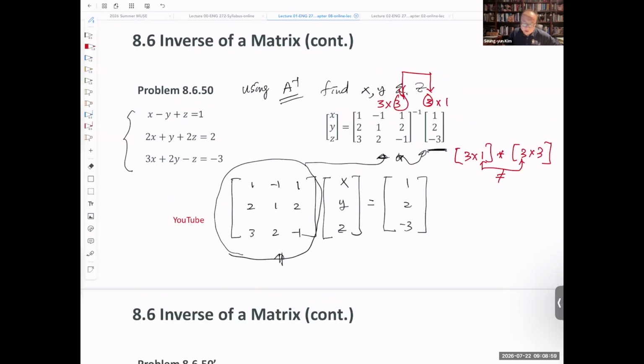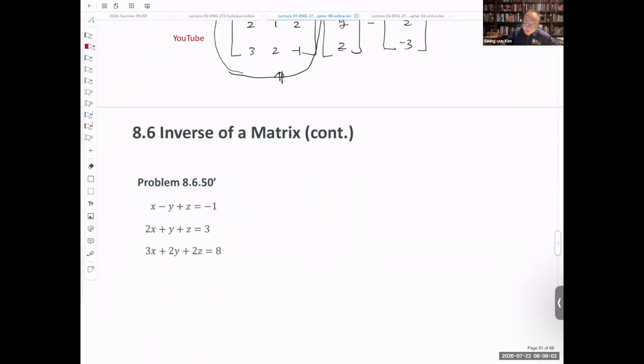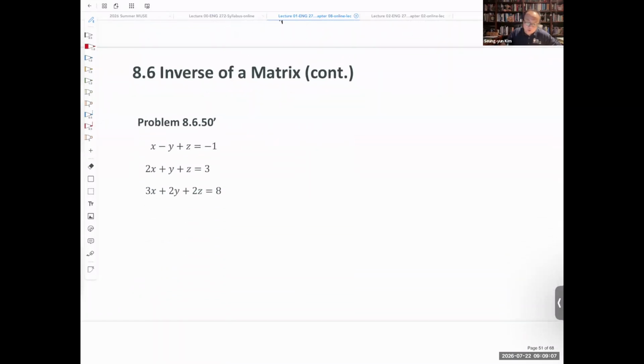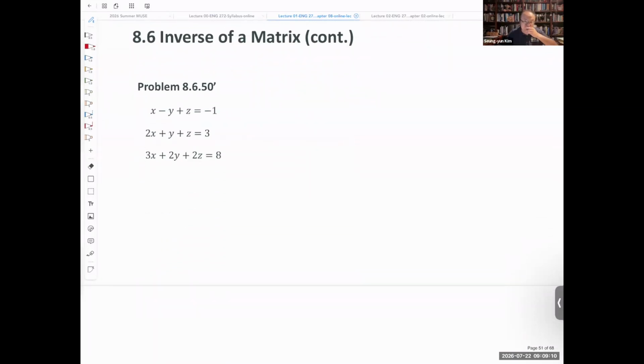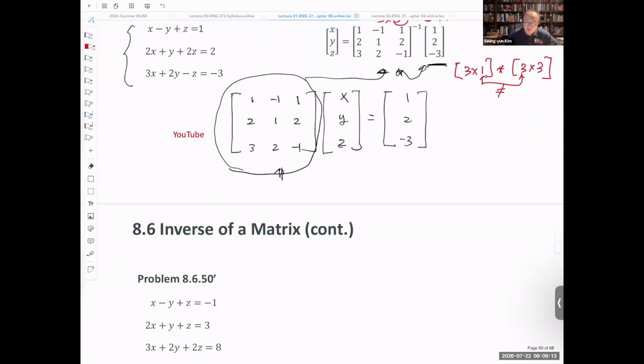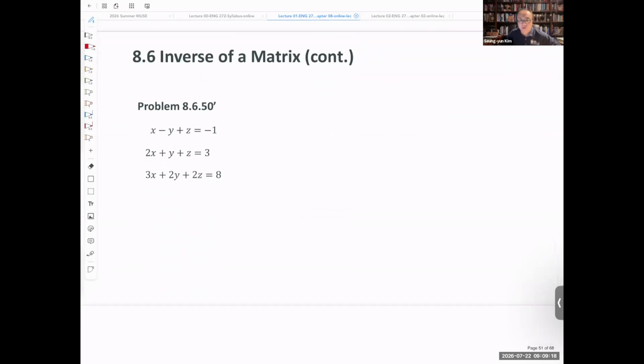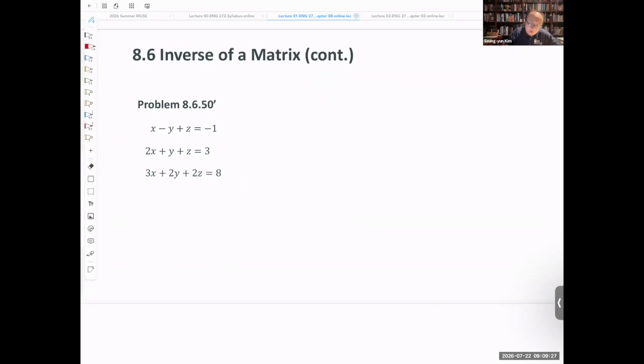This is the problem 8.6.50 and also in the YouTube. So I'm going to just work on this, just maybe one or two coefficients are different so that we can actually practice this. And I want you to practice this problem again. And then if you get wrong, please check for the YouTube answer. So in order to find the solution, we have to have x, y, and z equals the coefficient 1, negative 1, 1, 2, 1, 1, and 3, 2, and 2.